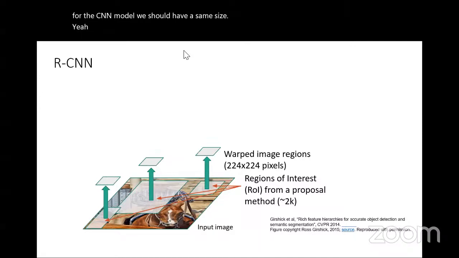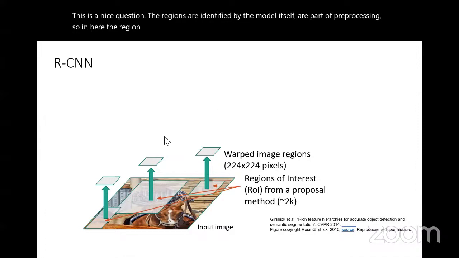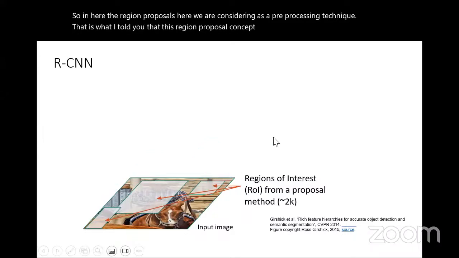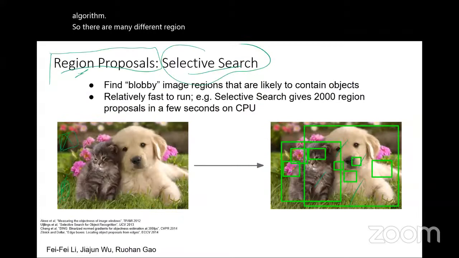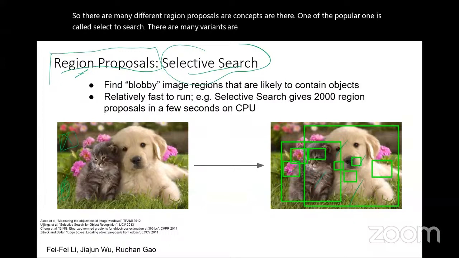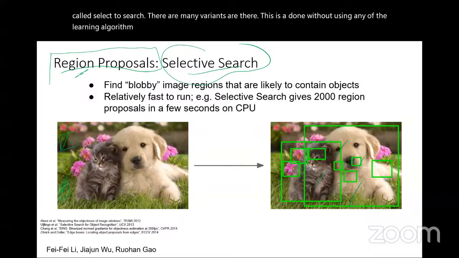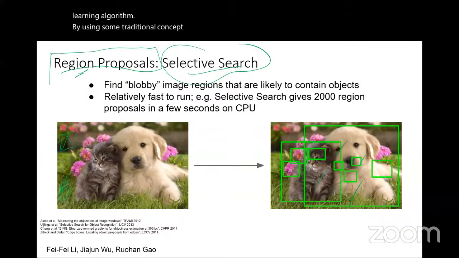Yeah, this is a nice question. Are the regions identified by the model itself or part of pre-processing? Here, region proposals are a pre-processing technique. As I told you, for this region proposal concept we use a traditional algorithm. There are many different region proposal methods; one of the popular ones is selective search, and there are many variants. This is done without using any learning algorithm, using some traditional concept. So this is pre-processing: from a given input image, we get the regions.